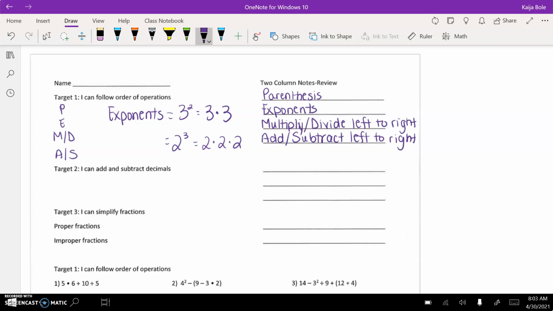Next we have I can add and subtract decimals. So first step is you need to line up the decimals. Then once you've lined up the decimals, bring that decimal straight down so you don't forget about it. Else you might leave it behind. So bring the decimal down, and then sometimes you have to fill in zeros or placeholders.